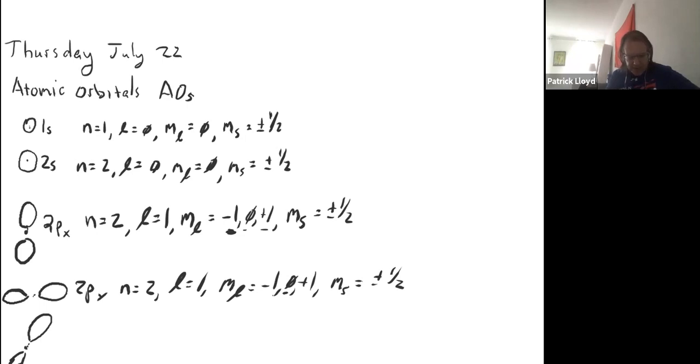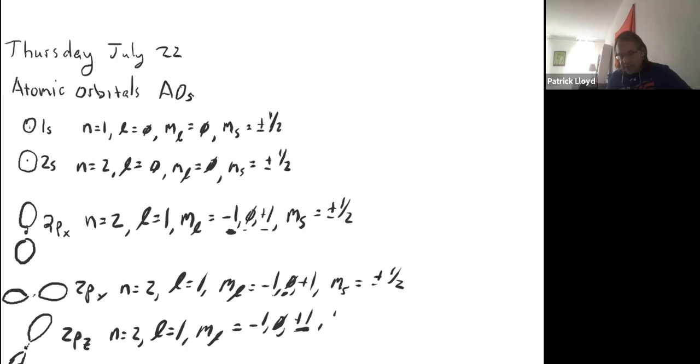Okay. And so maybe this is 2pz, right? Different direction. N equals 2, L equals 1, m sub L. And then again, if this is minus 1 and this is 0, then probably what's happening is this one here is plus 1, right? It's got to have a different value. And then m sub s, again, is either plus or minus a half.